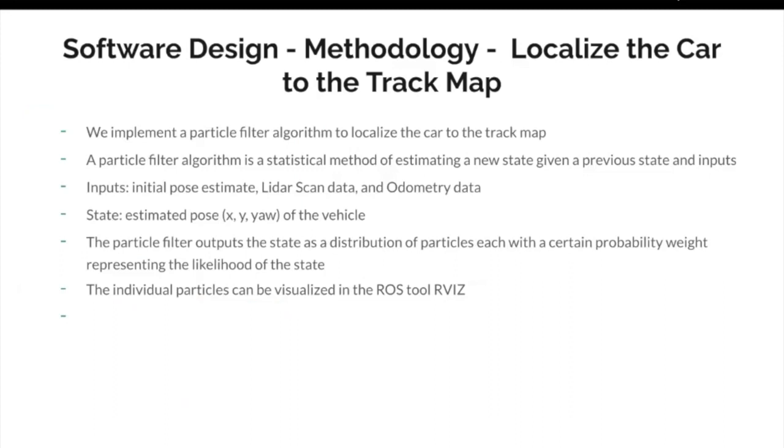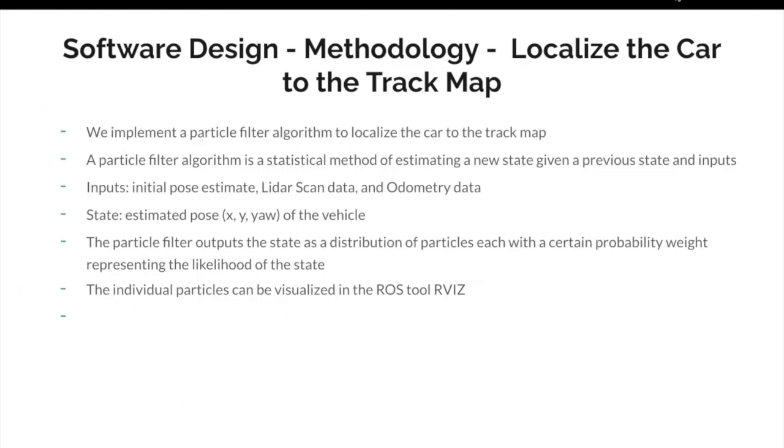So now that we generated this track map, we want to localize the car to the map. So we implement a particle filter algorithm for this. A particle filter algorithm is a statistical method of estimating a new state given a previous state and inputs. The inputs we have for our particle filter algorithm are an initial pose estimate from the user. So the user will select where the car is in relation to the track.